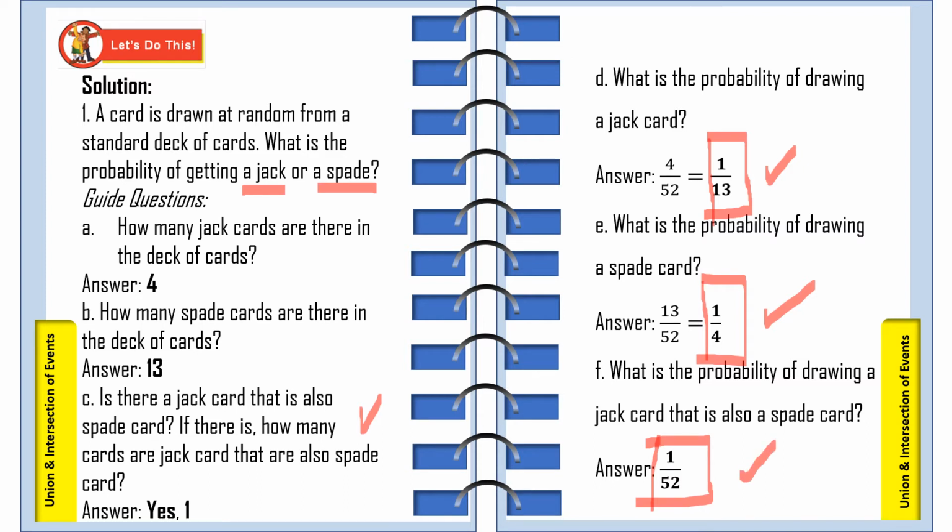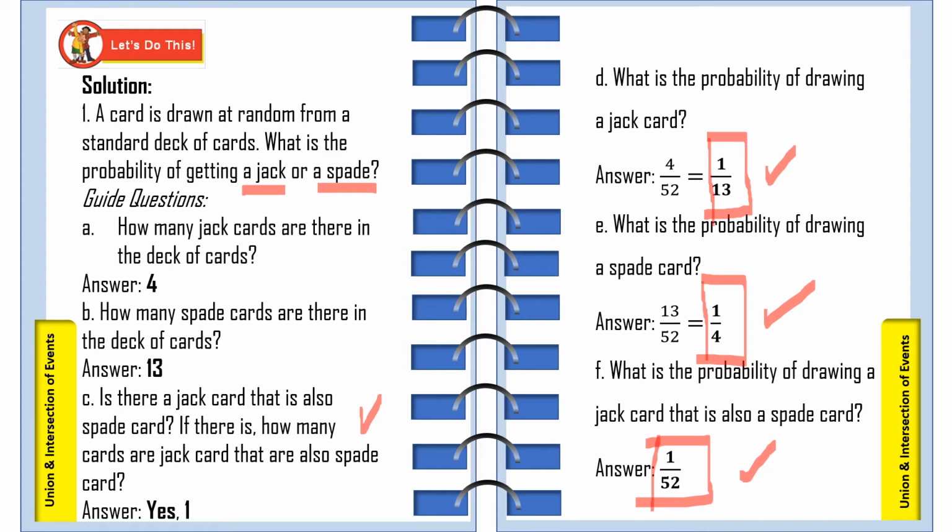Okay, ngayon ang tanong. Sir, nasagot na ba natin yung question natin na what's the probability of getting a jack or a spade? So, hindi pa. Preliminaries lang ito. Guide questions lang ito para mas maintindihan ninyo yung ating problem.